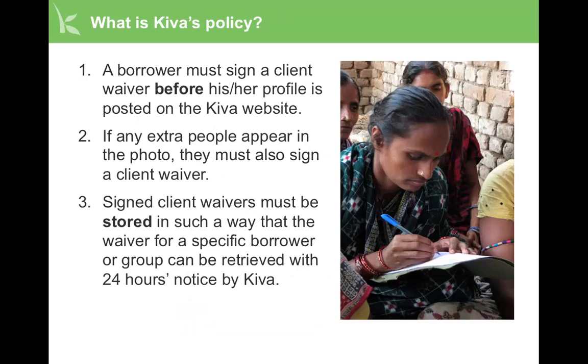Kiva's policy is that a borrower must sign the client waiver before his or her profile is posted on the Kiva website. If any extra people appear in the photo, they must also sign a client waiver. Signed client waivers must be stored in such a way that the waiver for a specific borrower or group can be retrieved with 24 hours notice by Kiva.